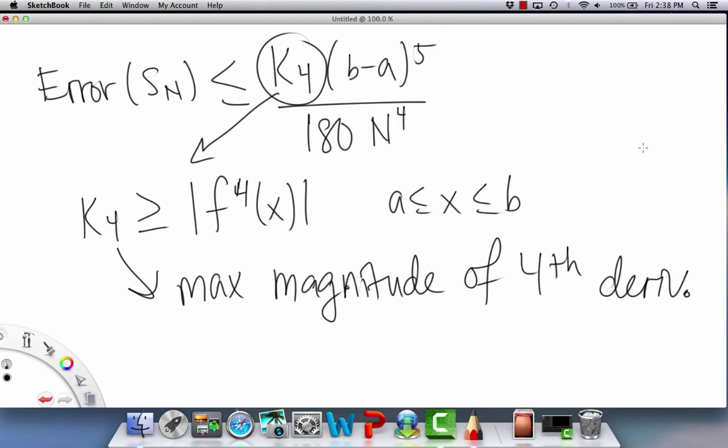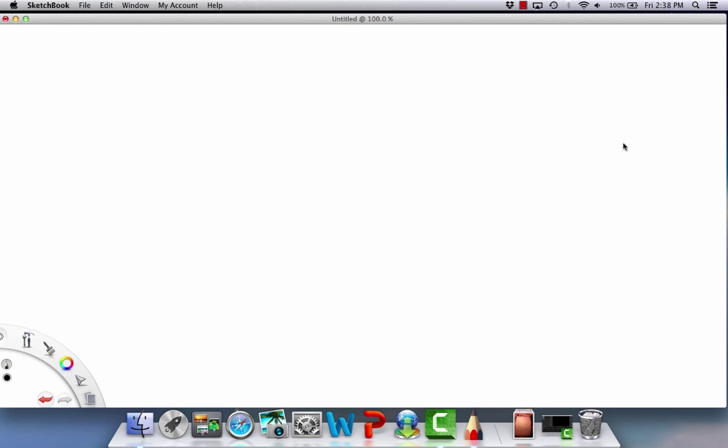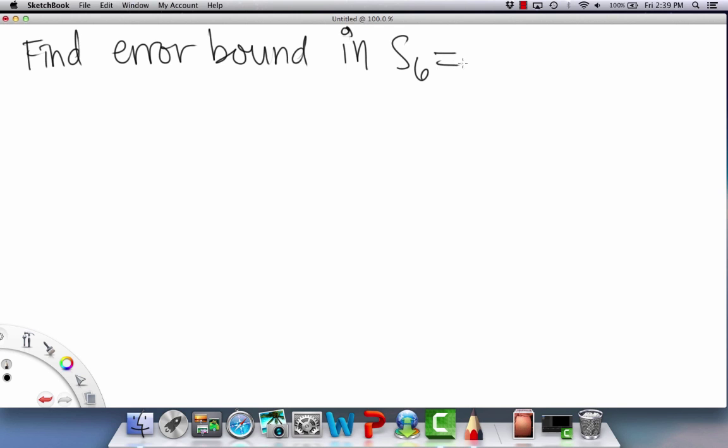Alright, so now I'm going to do an example for this error bound. This is going to come up on your homework. So find the error bound for, I guess they call it S6. So this is equal to our Sn, so n equals 6. That's what we can deduce from the problem. And then here's the integral they give us: the integral from 1 to 3 of 1 over x dx.